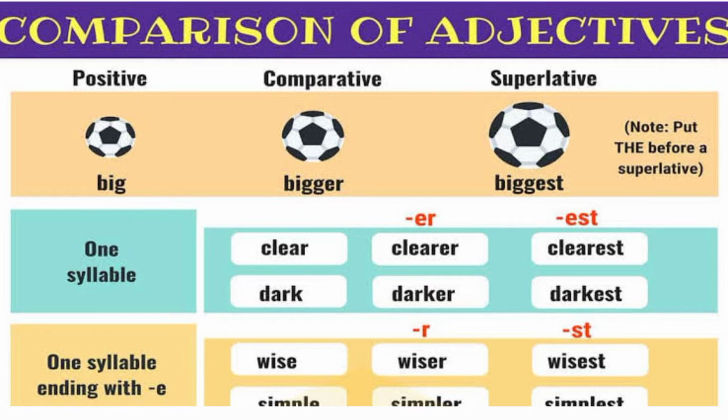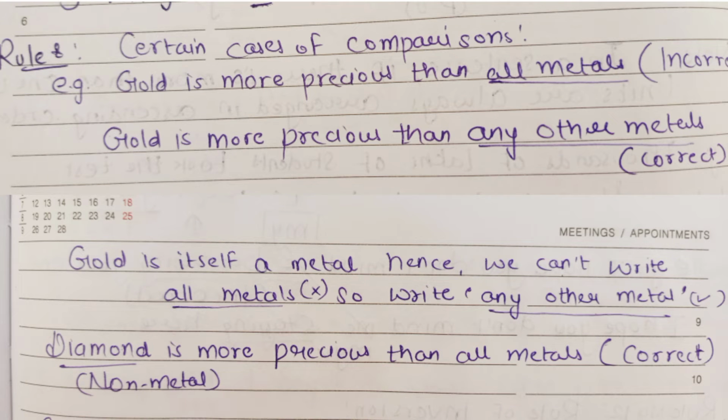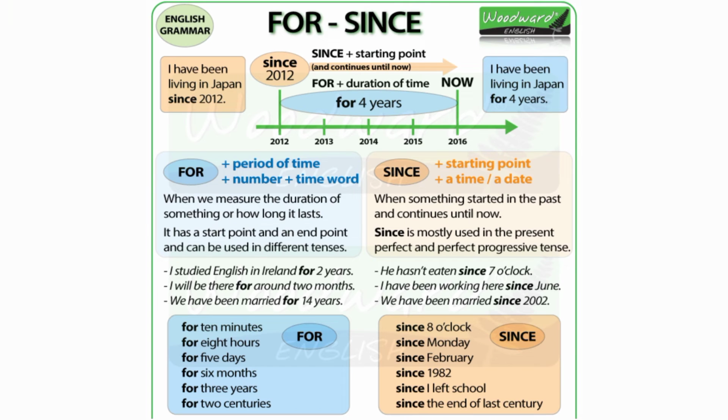We can say that gold is more precious than any other metal. This is correct. Here gold is itself a metal, hence we can't write all metals, so write any other metal, right? So next example is diamond is more precious than all metals. Here it is correct because diamond is non-metal and it is compared with all the metals, so here it is correct.